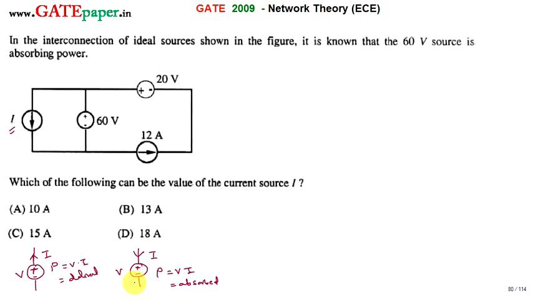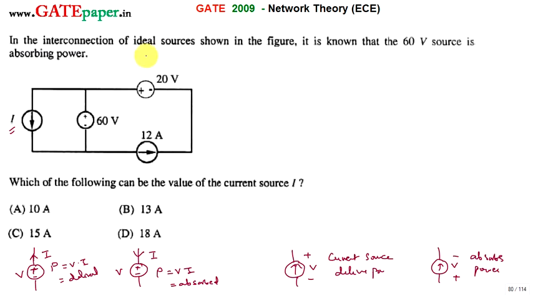Not only in the case of a voltage source, but in the case of a current source also. A current source delivers power if the voltage across it is such that the arrow points towards the positive terminal. Otherwise, if a current source is absorbing power, then the voltage across it must be minus plus. Absorbing power is nothing but consuming power. Delivering power is giving power to the circuit elements.